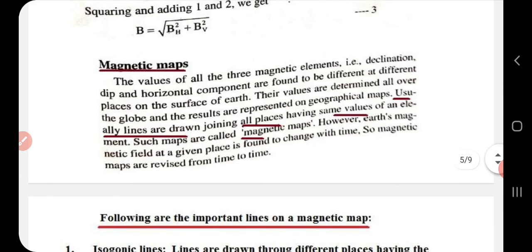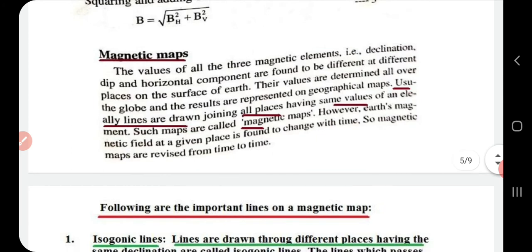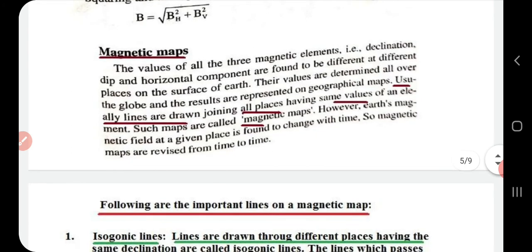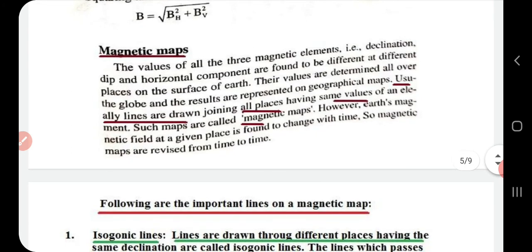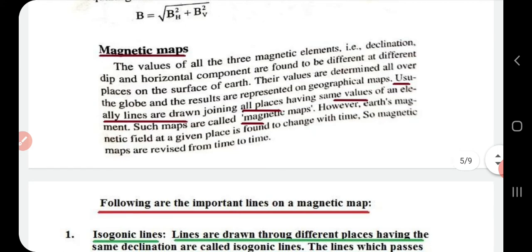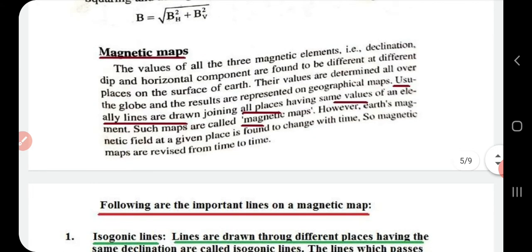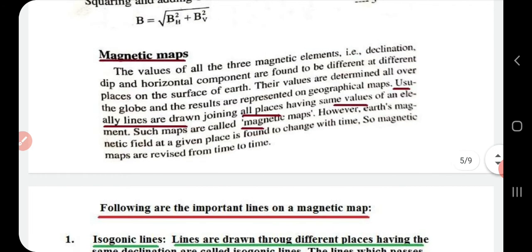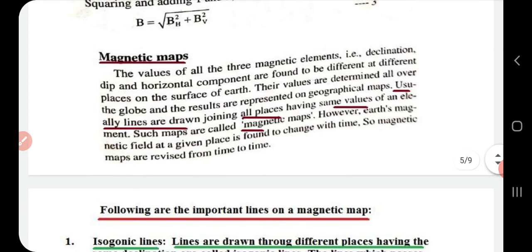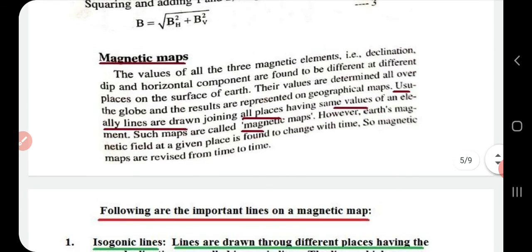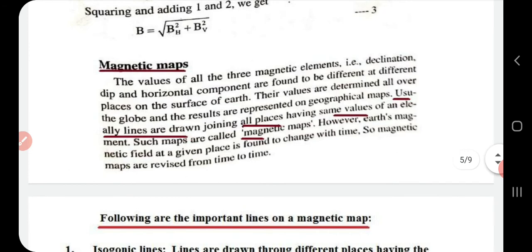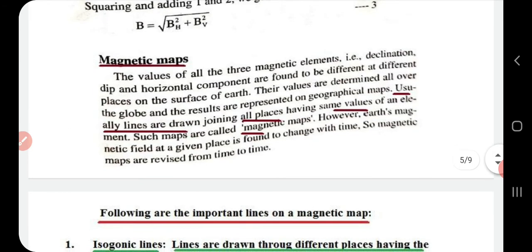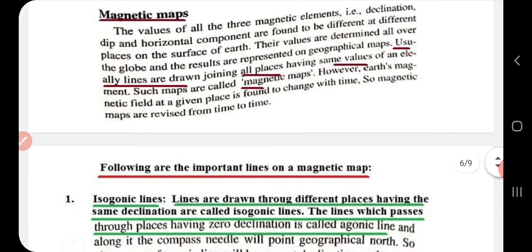Usually, lines are drawn joining all places having the same value of an element. Such maps are called magnetic maps. So, magnetic maps are those maps which contain lines that join all places having the same value of magnetic elements. However, Earth's magnetic field at a place is found to change with time, as I already said. So, magnetic maps are revised from time to time.